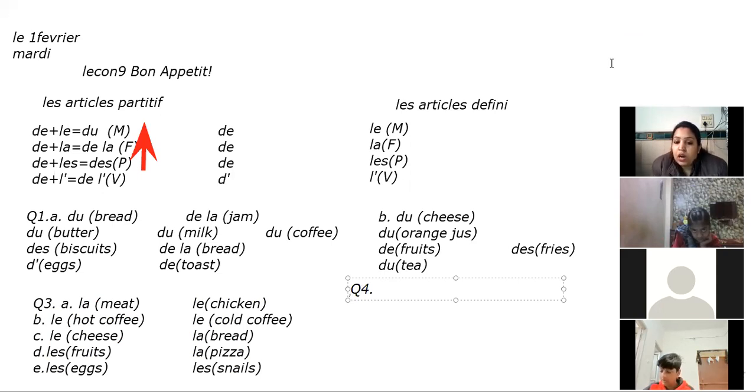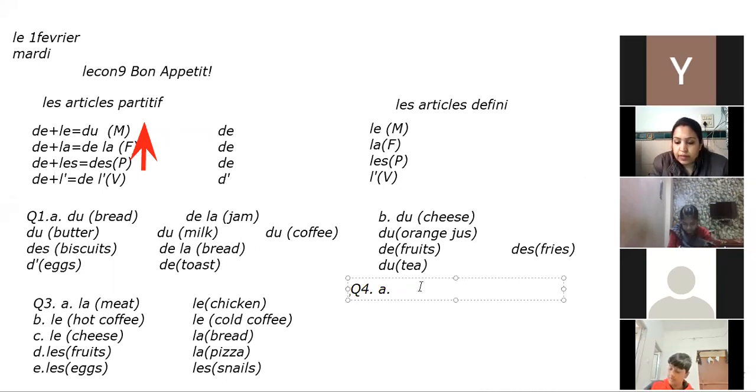So tell me which article will be filled in the first blank and which article in the second blank. Yes, Ashvi, unmute. Just mute the other device. Ma'am, is it okay now? Yes, Kashvi, please give the answer. Okay, ma'am, in the first blank we will write du, and in the second blank we will write la.